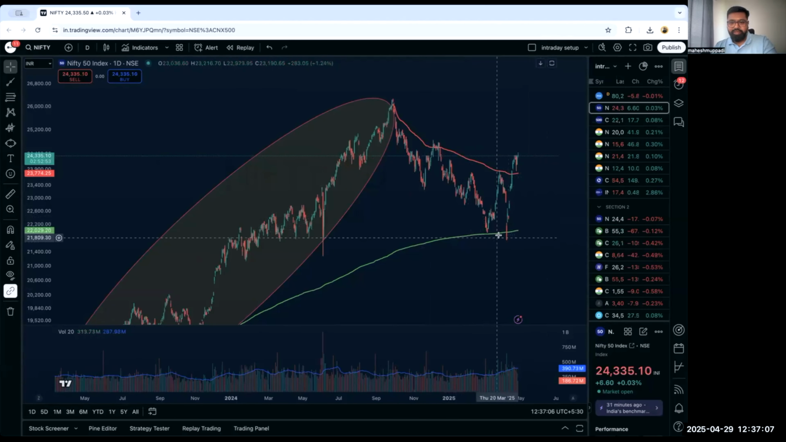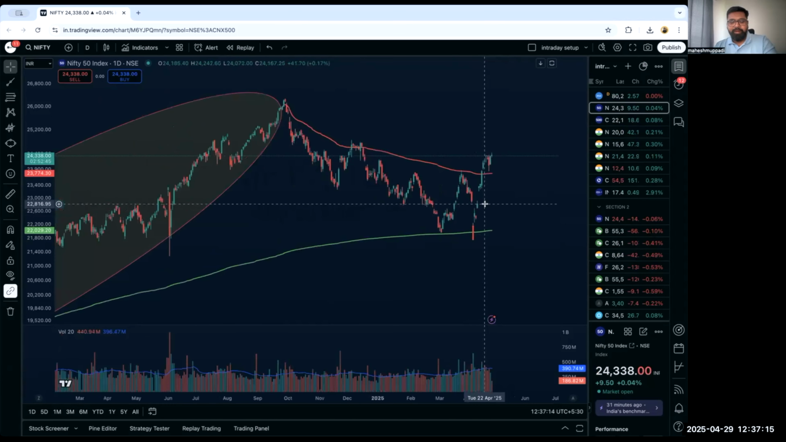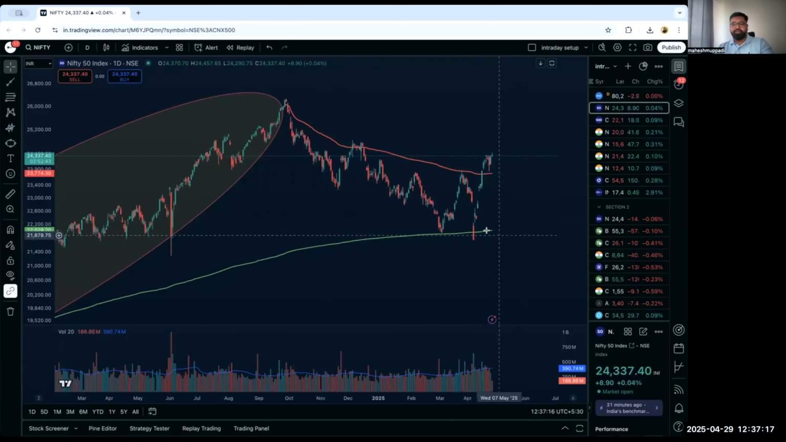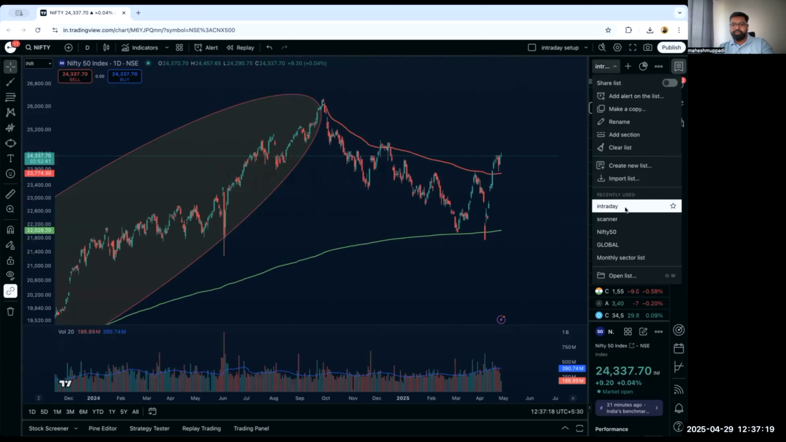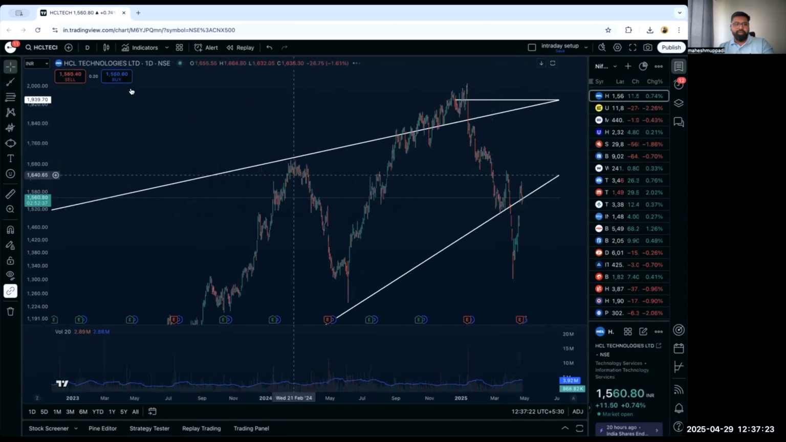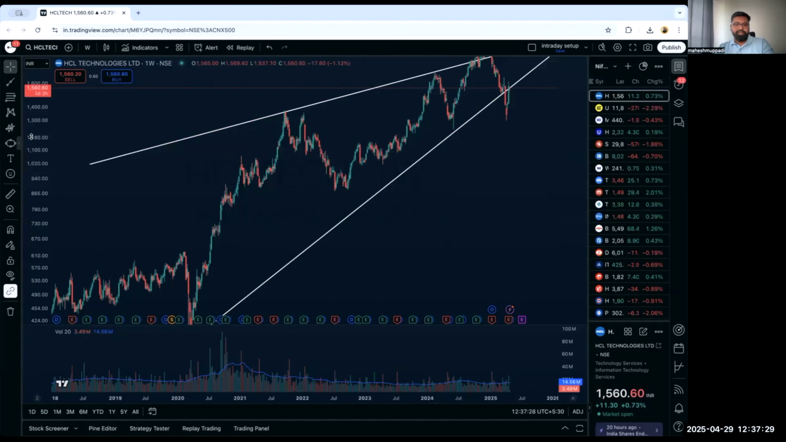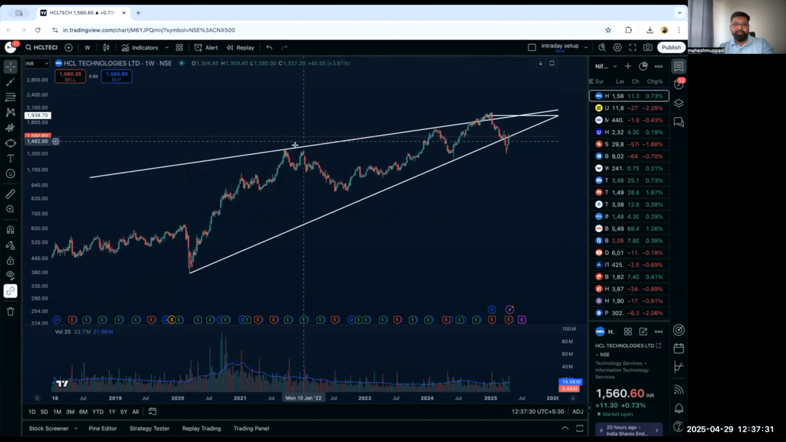If price is taking support at this level, then I enter with respect to price action. If price is breaking out at this level, then I enter. Let's see, I'll apply it on different charts also. So for example, you can see here on HCL Tech. In HCL Tech, you can see this is the high, this is the low, the higher high, higher low, and higher. So this is the trend.